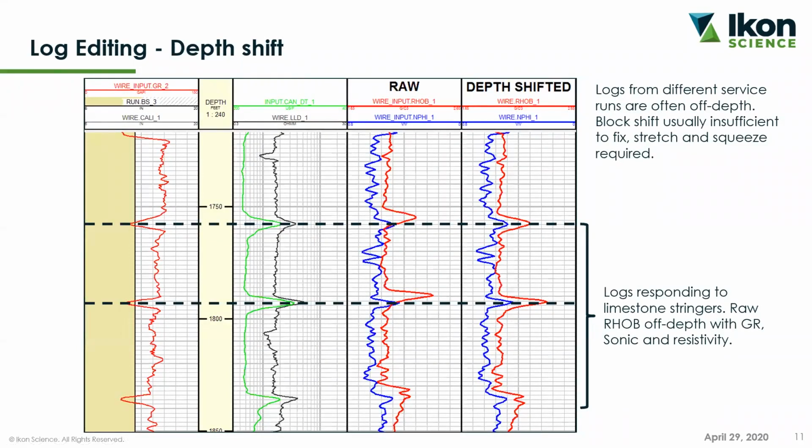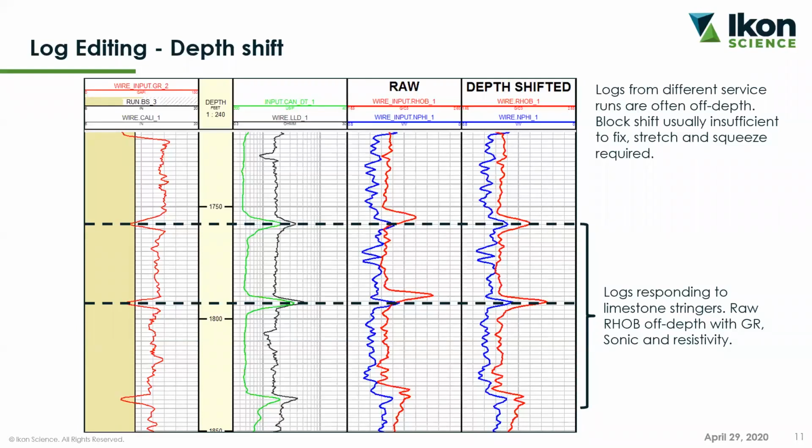Depth shifts. It may not be so much of an issue with more modern tools where everything can be recorded under like a super combo or so on, but quite often with the older wells, you have various service runs over the same interval, and quite often these are off depth with each other. So you need to do some depth shifting to ensure everything is on depth, all the peaks and troughs line up.